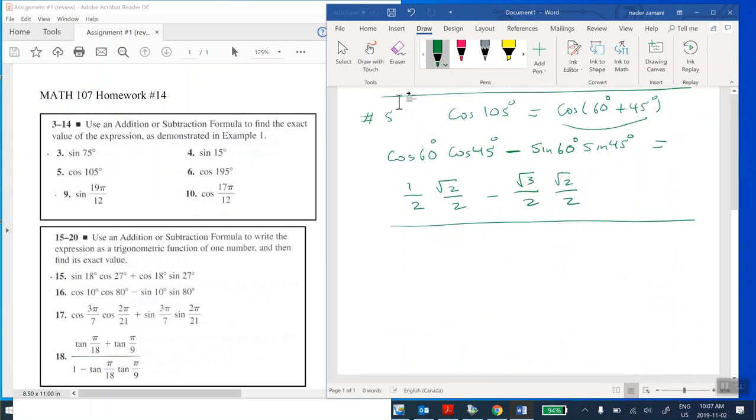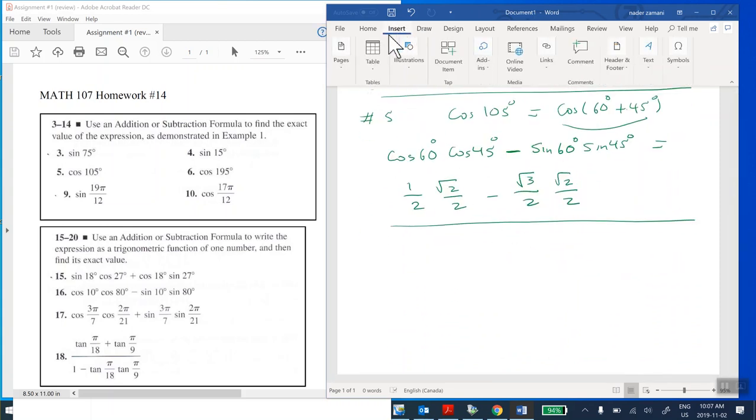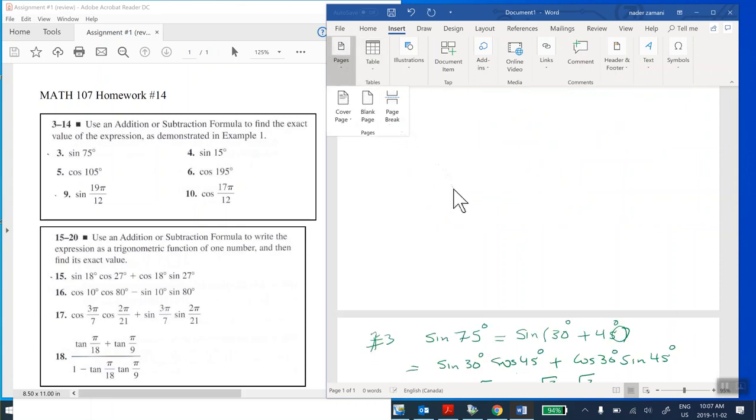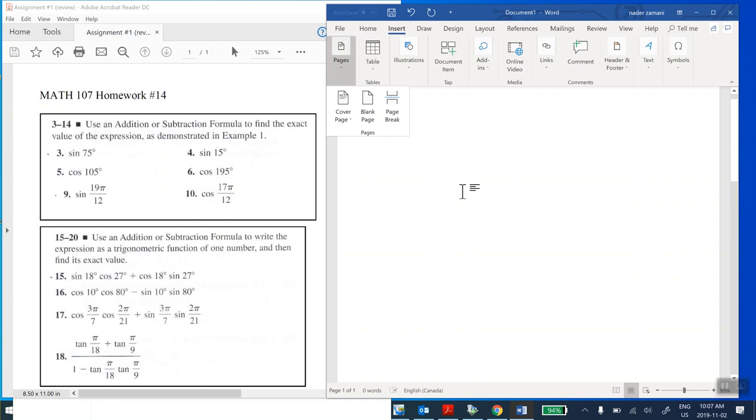I guess I have to insert a page. Insert a page, blank page. Oh. Okay, so let's do number 6.